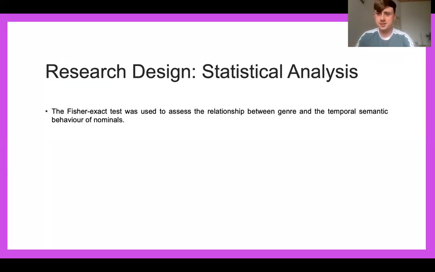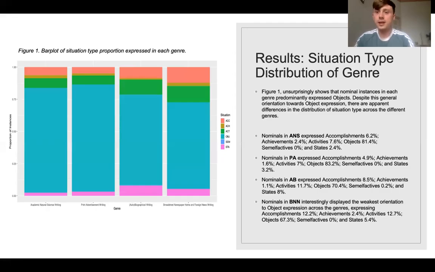For the statistical analysis, as we have categorical variables and we're using frequency data, the Fisher exact test was used to assess the relationship between genre and the temporal semantic behaviour of nominals. Figure 1 on the left displays a bar plot of situation type proportion expressed in each genre. From the bar plot, we can see that object situation type was the predominant situation type expressed in each genre. This isn't entirely surprising. It is interesting, however, that the most amount of temporal meaning expressed by nominals was in broadsheet newspaper, home and foreign news reporting.